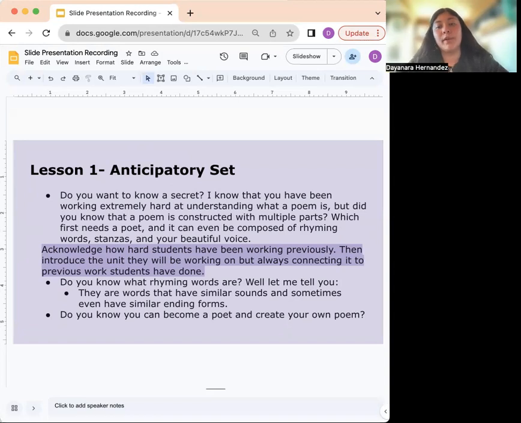Do you know what rhyming words are? Well, let me tell you. They are words that have similar sounds and sometimes even have similar ending forms. Do you know you can become a poet and create your own poem? As I mentioned earlier, always try to appreciate students' effort and try to connect learning with their interests.